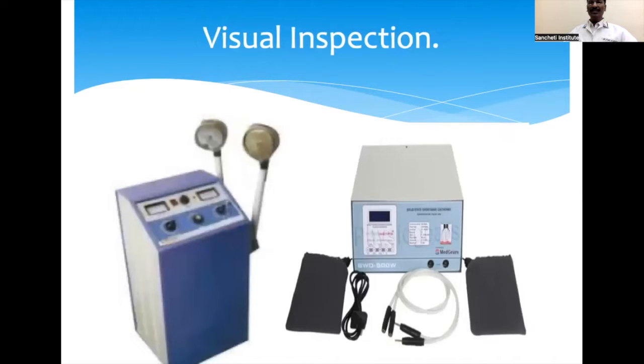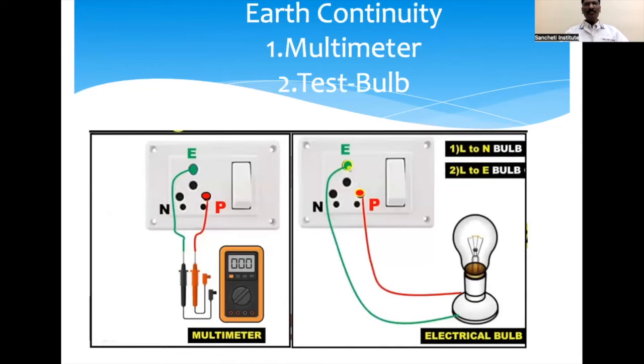The first one is the visual inspection. The apparatus on the whole should be checked for any physical damages. Very similarly, the electrodes which are used, the mains cable, the power cable, and the leads which connect to the electrode. We should see that they don't have any physical damages and they are in good condition. The second part of the testing is earth continuity. Now this is something which is new for us.